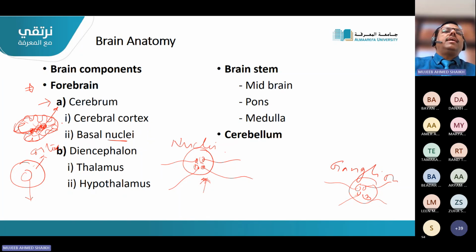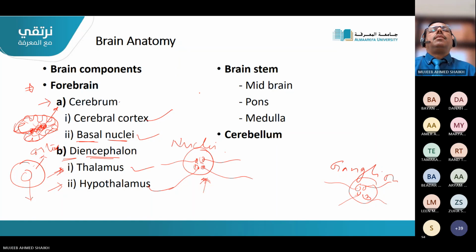So there is a structure we call basal nuclei, which is here in the center of the cortex, in the center of the brain matter. There is a collection of nuclei we call basal nuclei. There is another structure called diencephalon, which consists of two structures, thalamus and hypothalamus. So just remember the names: cerebral cortex, basal nuclei or basal ganglion, thalamus, hypothalamus, stem.